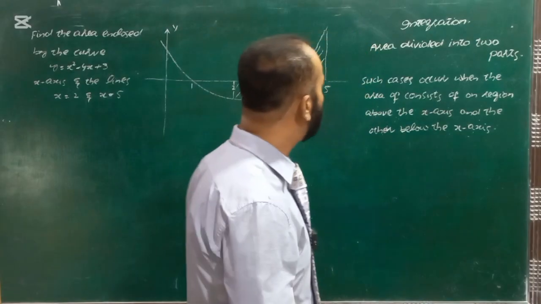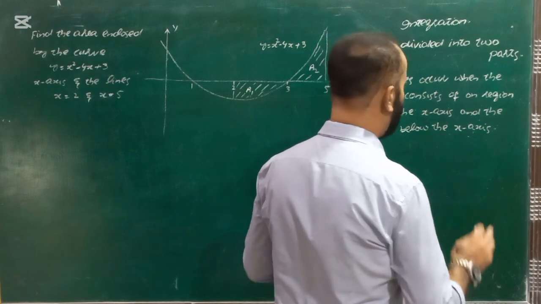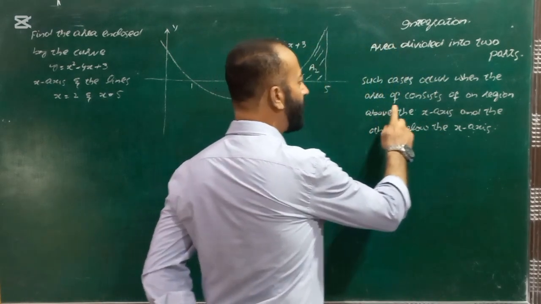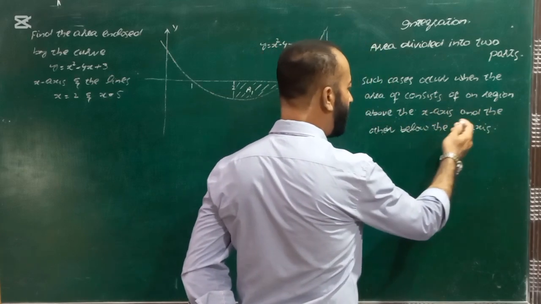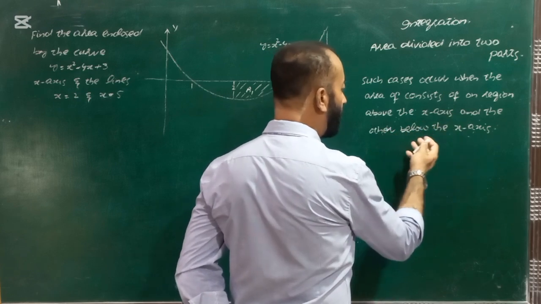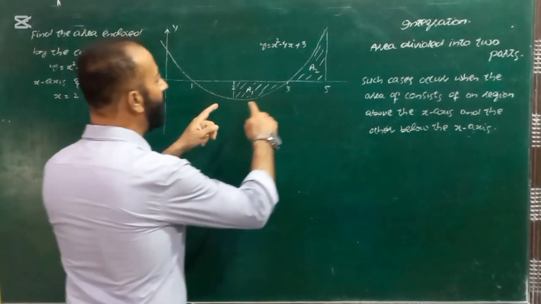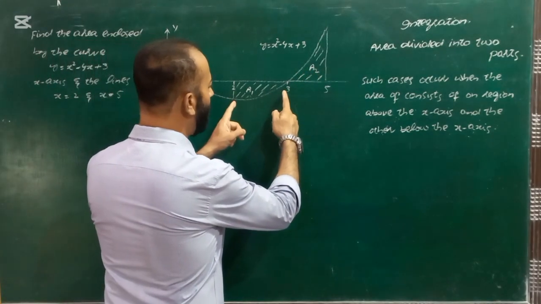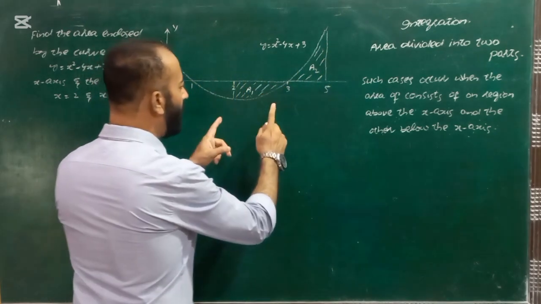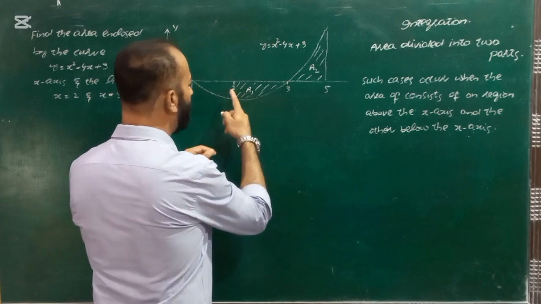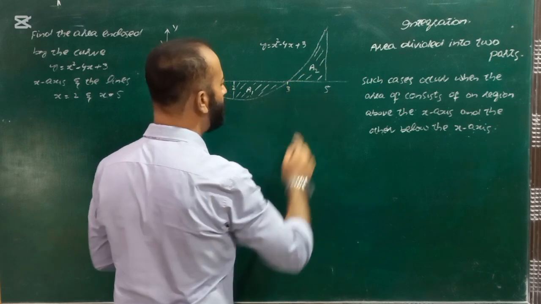The next category which we are going to discuss in the area under the graph is area divided into two parts. The point to be noted is such cases occur when the area consists of one region above the x-axis and the other below the x-axis. Look, now here is a question. If you can see, some area is below the x-axis and some area is above the x-axis, and here is the curve. The area below the x-axis has the limit from 2 to 3, and the area above the x-axis has the limit from 3 to 5.